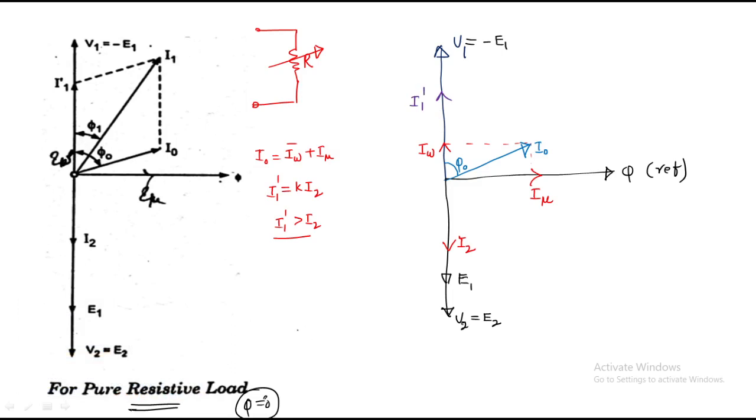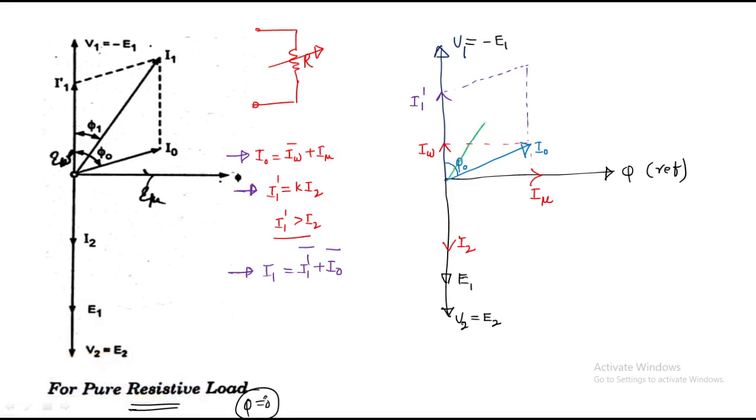Then we all know that I1 should be equal to what? I1 dash plus I naught. So in order to draw the phasor diagram, you have to remember these current values. I1 should be equal to the vector addition of I1 dash plus I naught. So I1 dash is there, I naught is there. Then the vector addition between these two is nothing but I1.